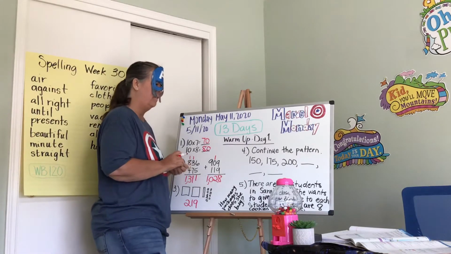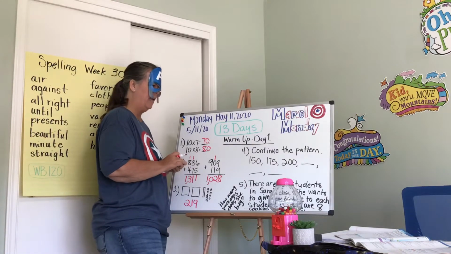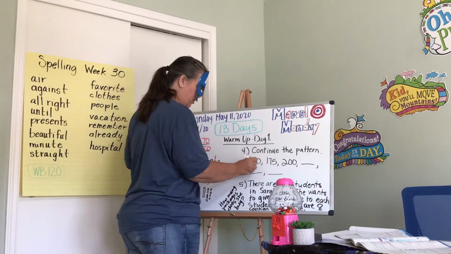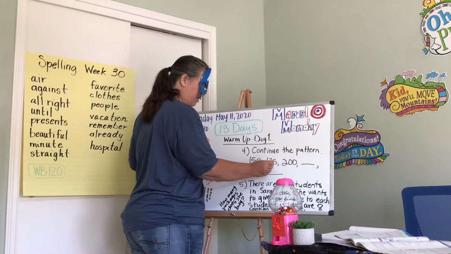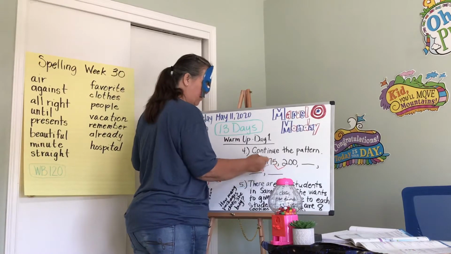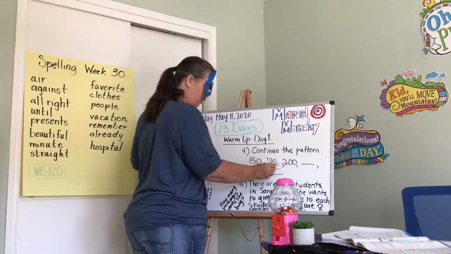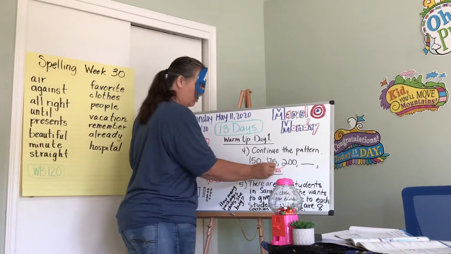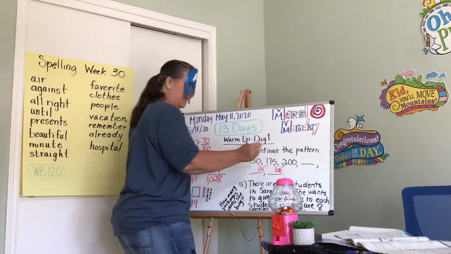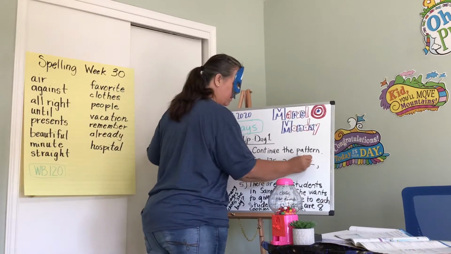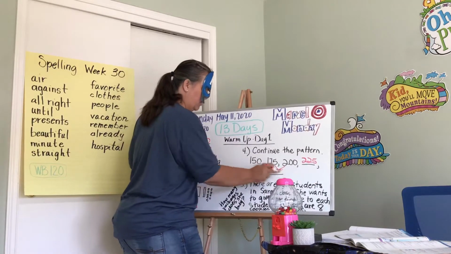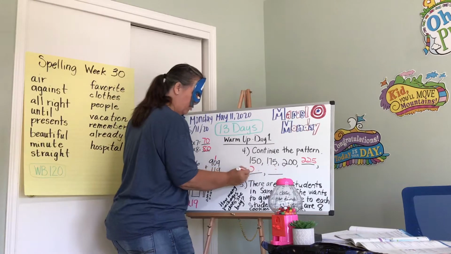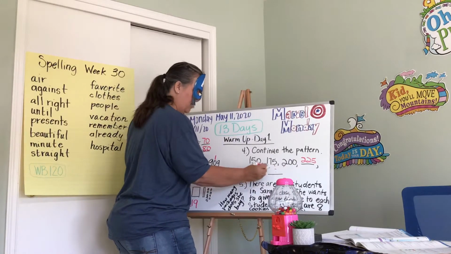Number 4, continue this pattern. 150, 175, 125. What's happening? If you think about quarters, this went up 25 and this went up 25. So that would be $1.50, $1.75, $2. So what would come next? That's right, 225. And then 250, correct? And $3 or 300.